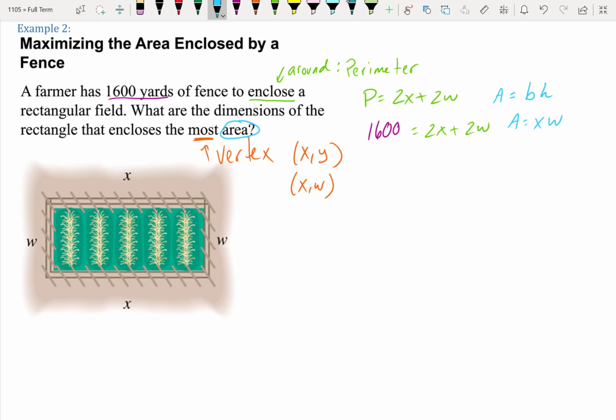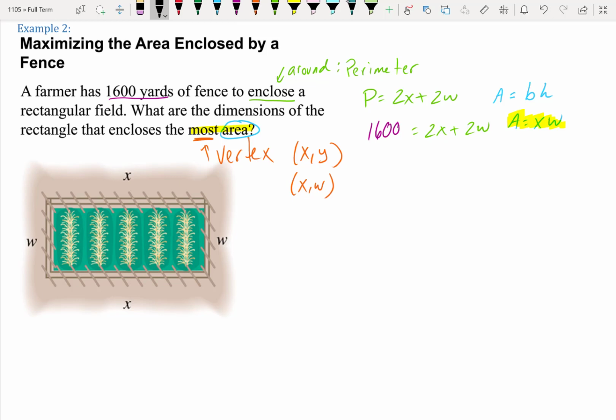So since we need to get a quadratic out of this, we need to plug some stuff into one another. Our goal is to find the most area, so we're going to plug something into the area formula. What we're going to plug in, well, we have other variables. Let's try and solve for a variable with the perimeter. I'm going to solve for w. It doesn't matter what you solve for. You can solve for x. It's up to you. So I'm going to solve for w.